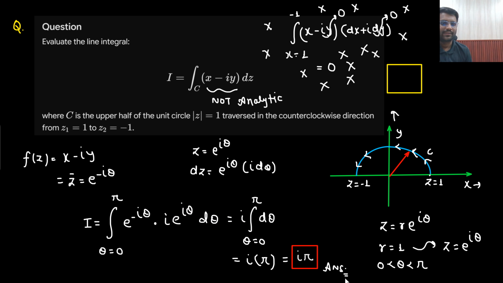That's the answer that we are getting. Okay, so what is the answer? Answer is iota pi. Understandable? Is that clear or not? So this was your method 1.